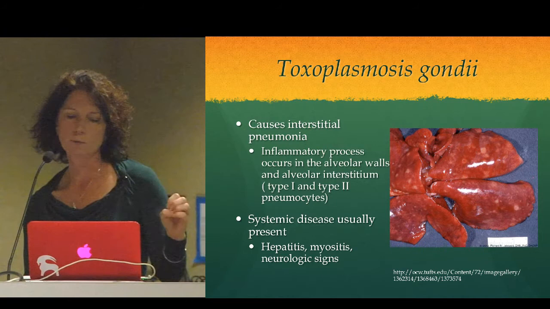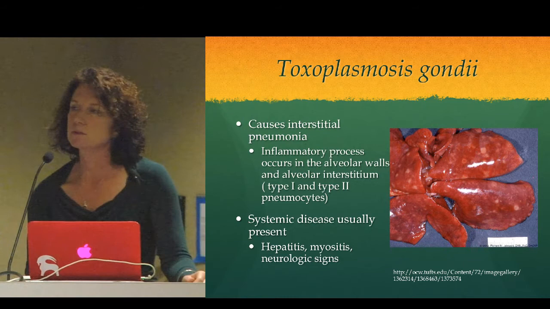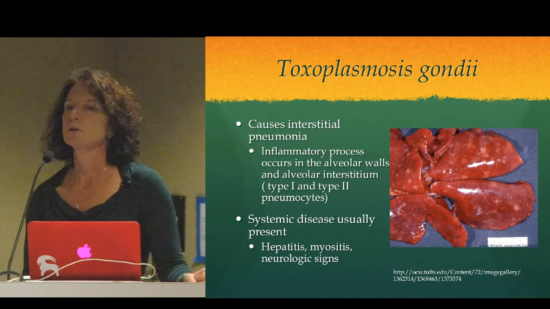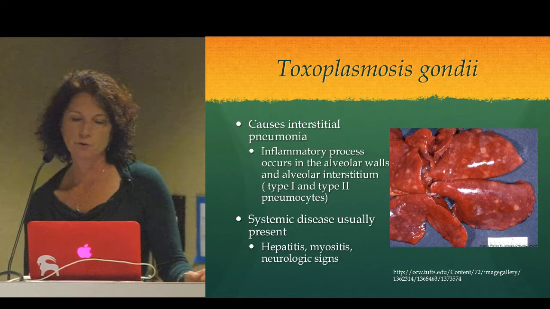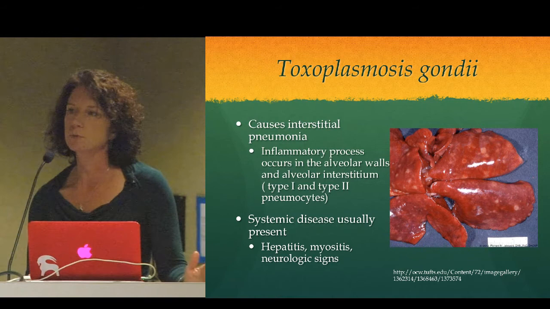But it's also a systemic disease. So you'll see the respiratory along with hepatic, myositis, neurologic signs, cardiac signs. But sometimes what you are really going to see initially is that respiratory pattern. And I really want you to remember to think about this with your young animals, your kittens, and your adolescents when you see the pneumonia. And don't just assume it's a secondary pneumonia or they just have a bad upper respiratory, because it may very well be toxoplasmosis that you're looking at.